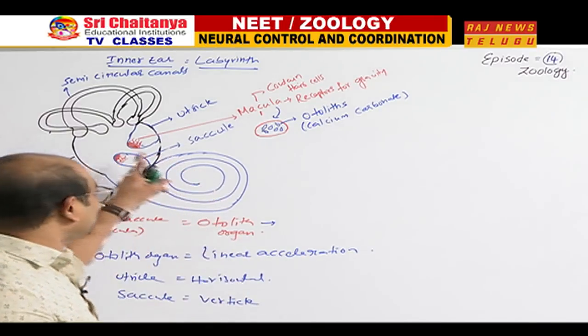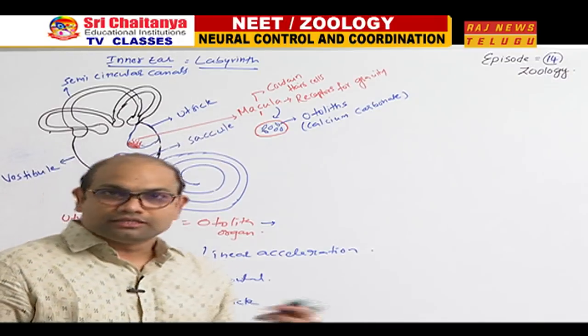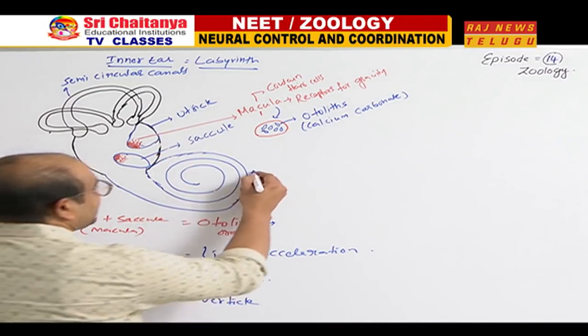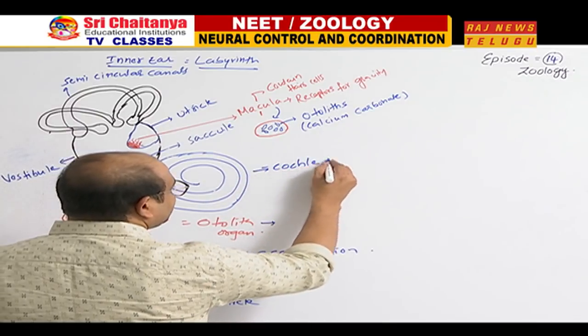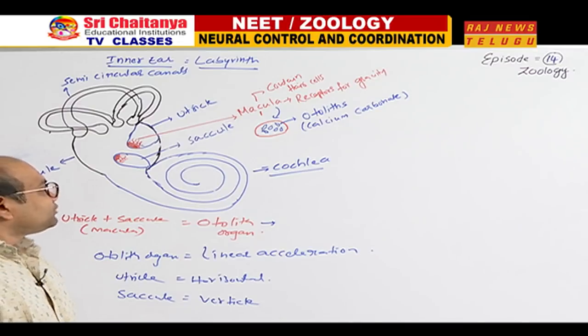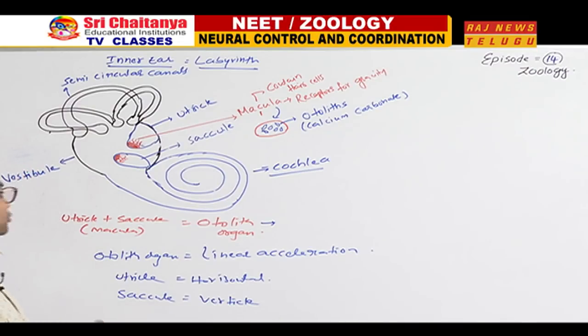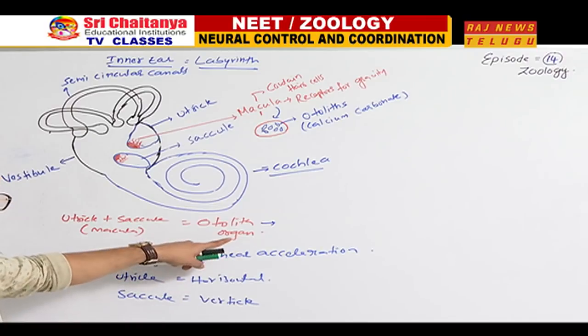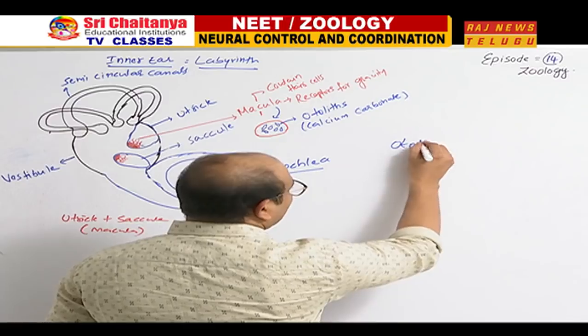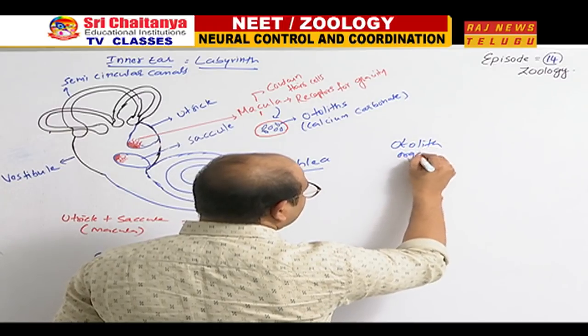So, this is about vestibule. You know, vestibule is also a bony labyrinth. Next, after that, the next part is cochlea, a very important part. And before going to the cochlea, I want to tell you one more point here. What are the parts of otolith organ? Utricle and saccule.